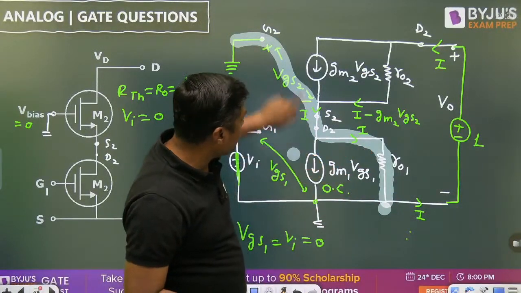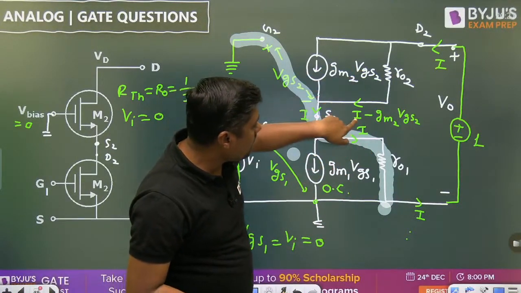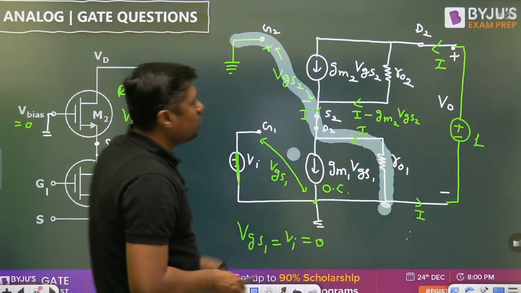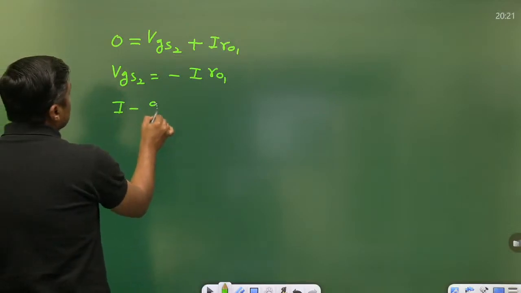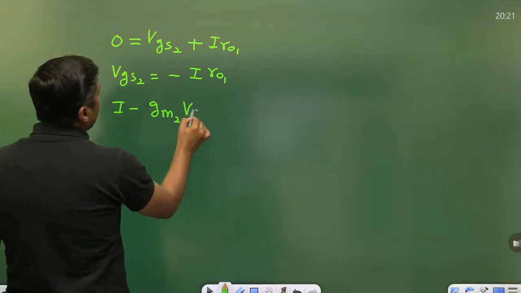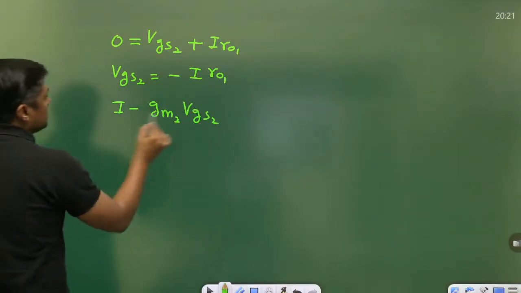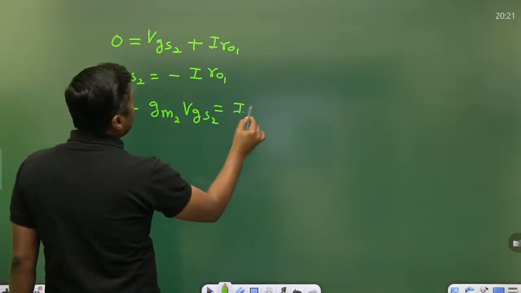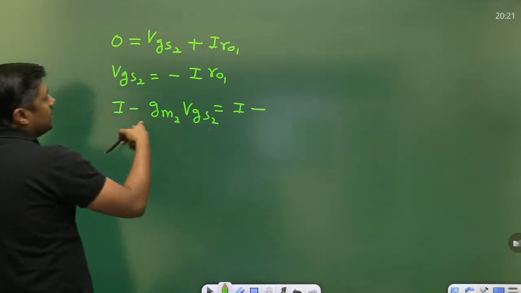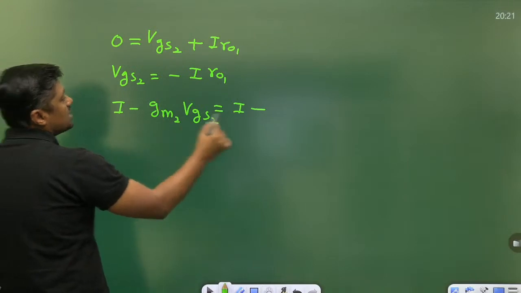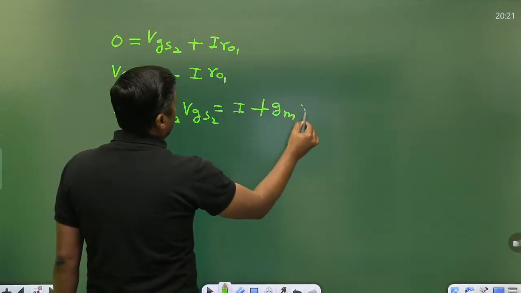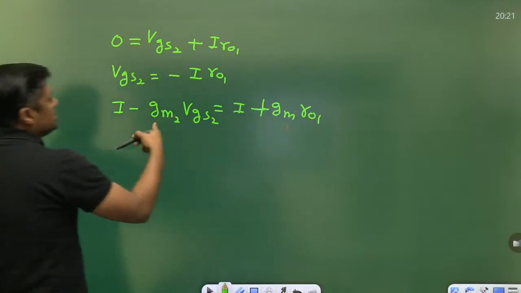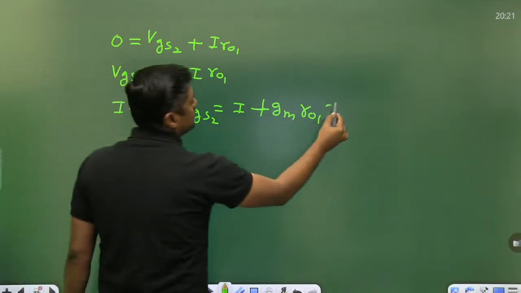This is open circuit. I am writing the KVL. So what will be I minus GM2 into VGS2? Now you can write I minus GM2 into VGS2 as I minus, it will become minus minus, it will become plus GM R01, GM R01 into I.